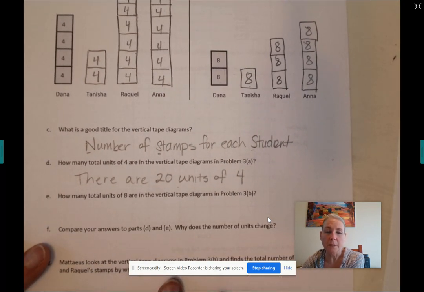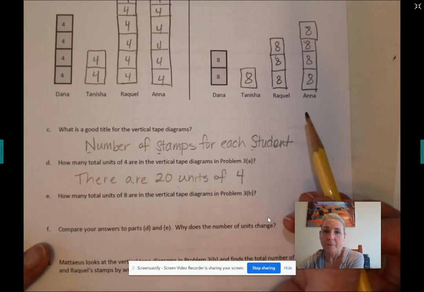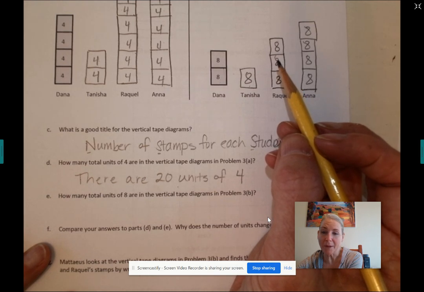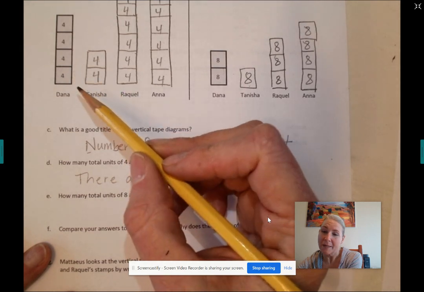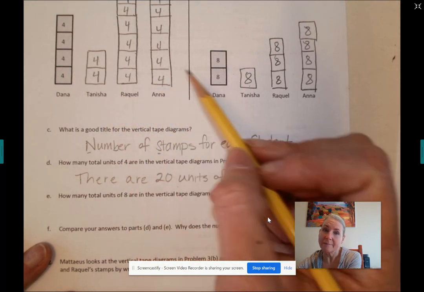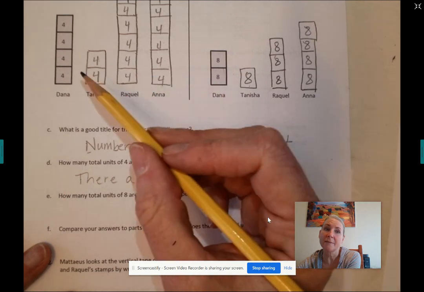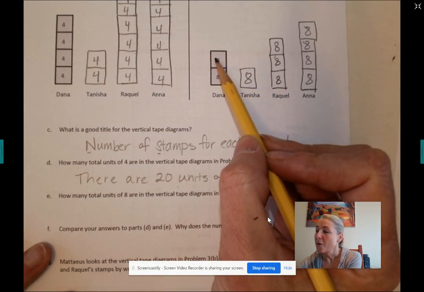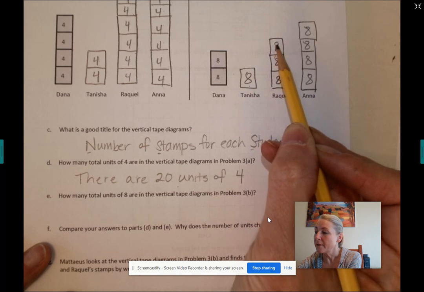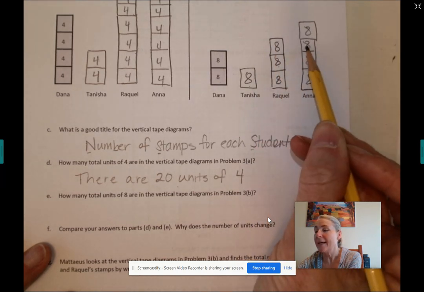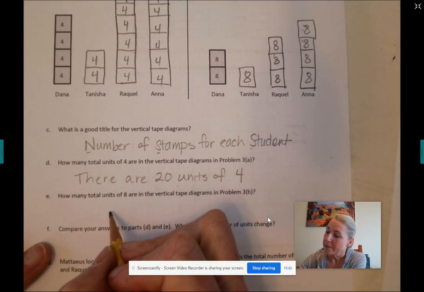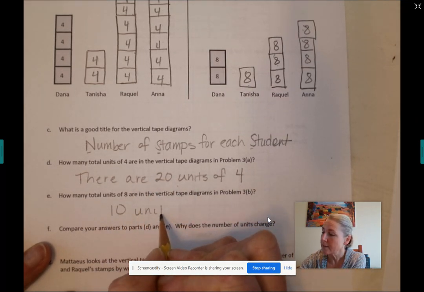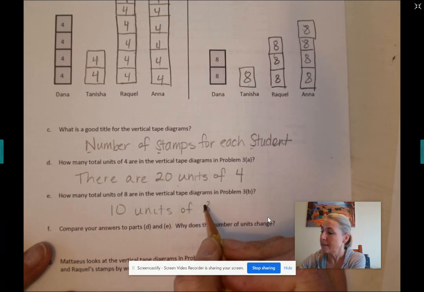How many total units of 8 are in the vertical tape diagram in this one? Well, some of you probably already know instantaneously, right? Because we basically cut these in half, right? We used half of them because this is worth 4 and this is worth 8. 1, 2, 3, 4, 5, 6, 7, 8, 9, 10, right? Because 8 is double 4. So there are 10 units of 8.